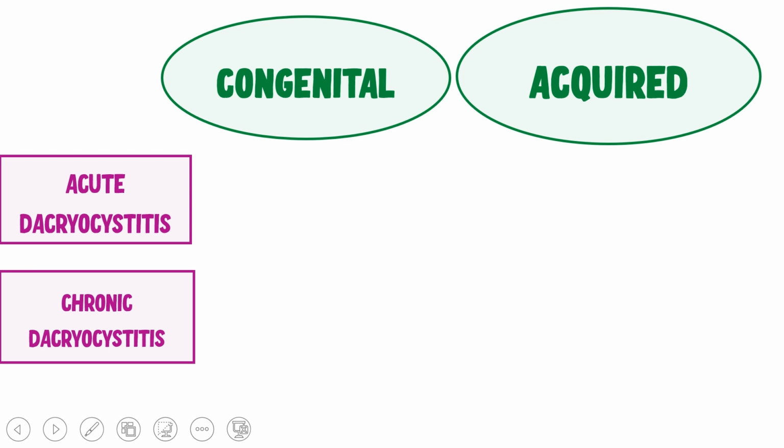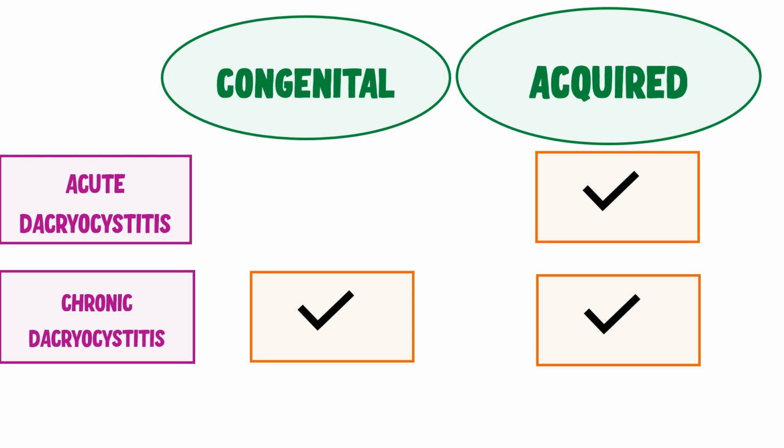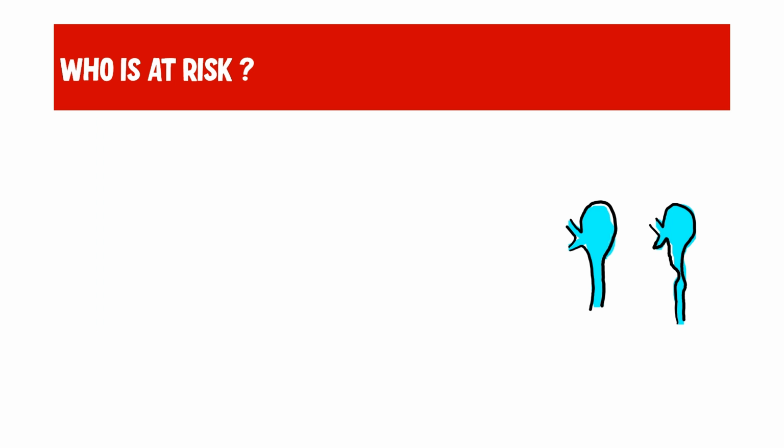Now, if you observe, congenital dacryocystitis is basically chronic in nature, whereas the various sorts of acquired dacryocystitis can either be of the acute variety or they can also present chronically. Now, because chronic dacryocystitis is more common compared to acute dacryocystitis, we shall be studying chronic dacryocystitis first. So, who is at risk to develop chronic dacryocystitis?